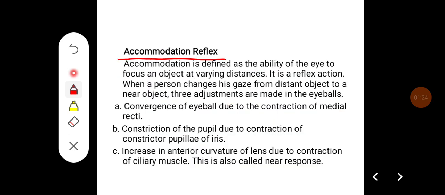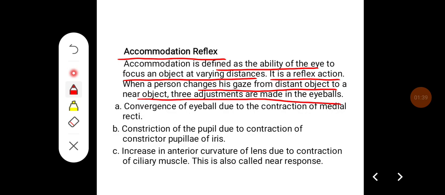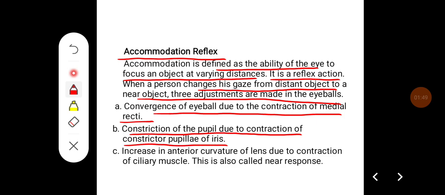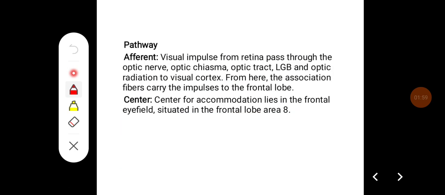Accommodation reflex. Accommodation is defined as the ability of the eye to focus on an object at varying distances. It is a reflex action. When a person changes his gaze from a distant object to a near object, three adjustments are made in the eyeballs. The first one is convergence of the eyeball due to the contraction of the medial recti. The second one is constriction of the pupil due to the contraction of the constrictor pupillae of the iris, and the third one is increase in the anterior curvature of the lens due to the contraction of ciliary muscles. This response is also called the near response.